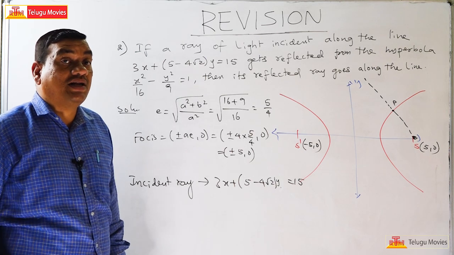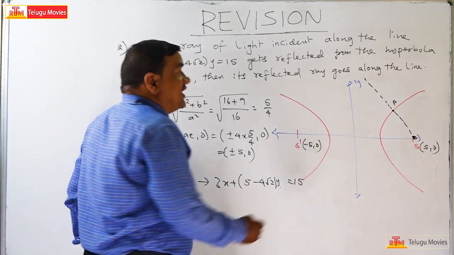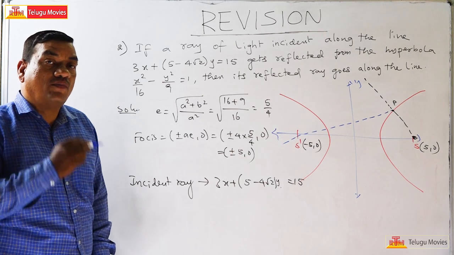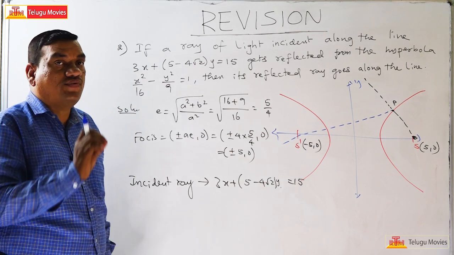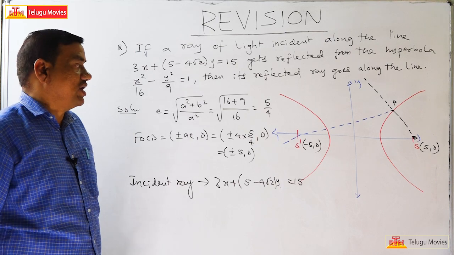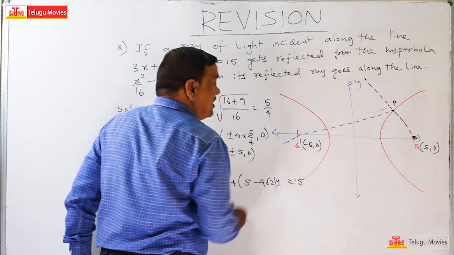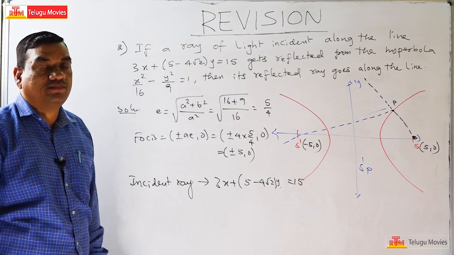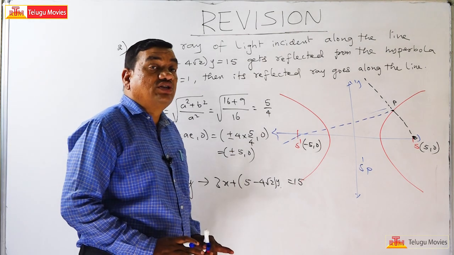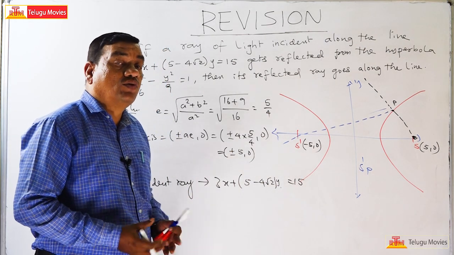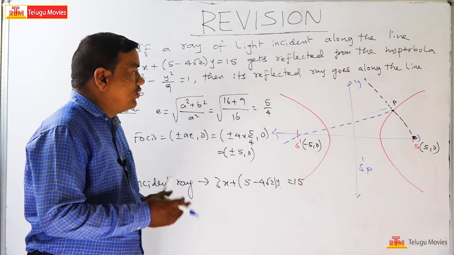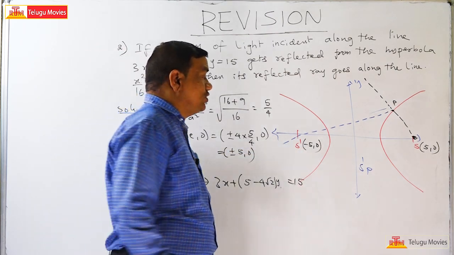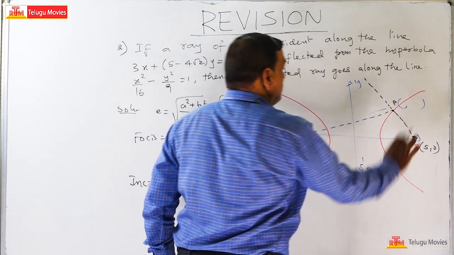So now we have a property that the reflected ray must pass through the other focus. Understand this? That is the first point we have to do. Now we have to find the equation of S dash P. So whatever may be the equation of the line, we have to find either the slope and another point. Already S, 5 comma 0, we know. So we have to find the coordinates of P.